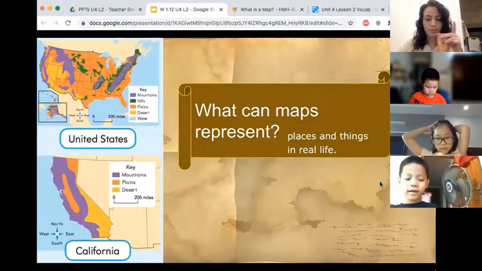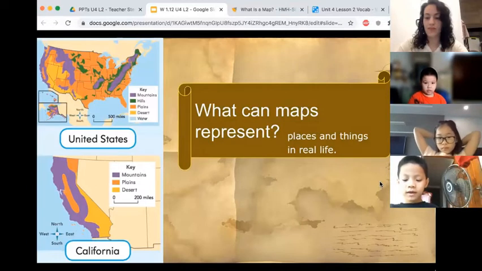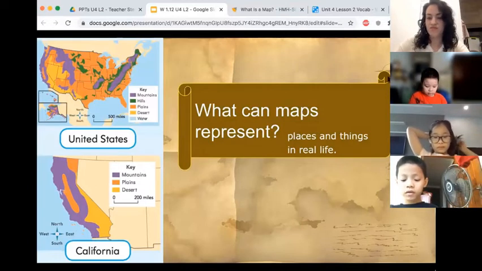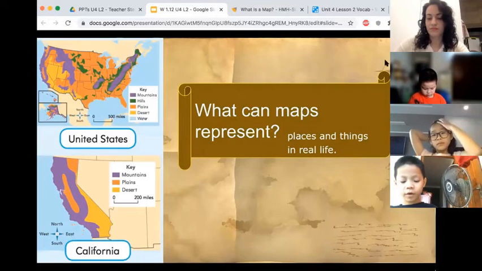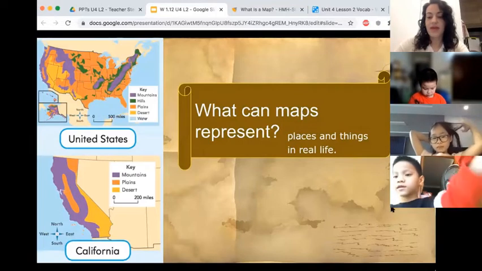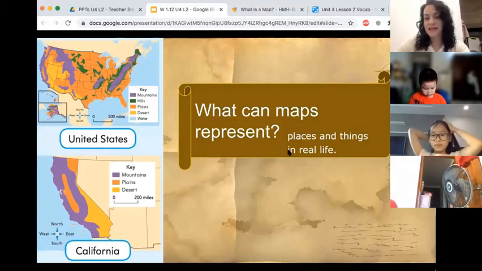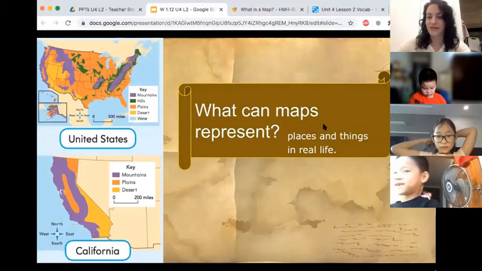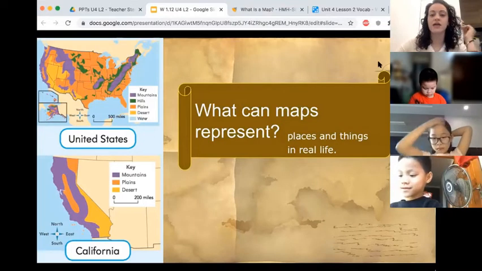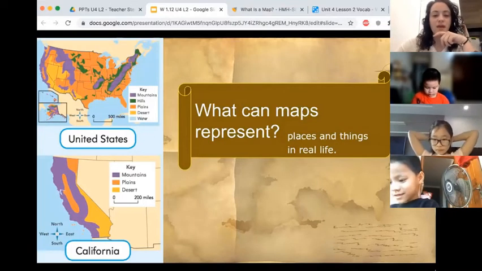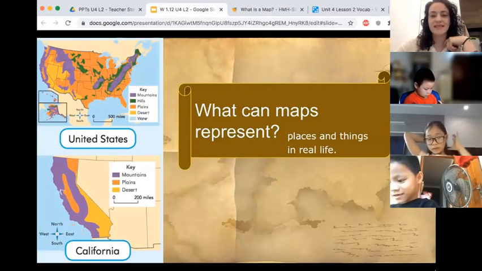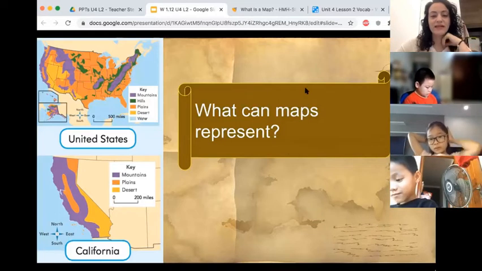Can we write like this? We can use this United States map to find different bodies of water and land. Yes, QK, that's perfect. That's wonderful. This isn't an answer to the question. This is different. Your answer is very good. So maps represent places and things in real life.